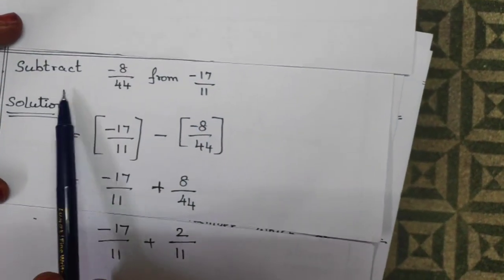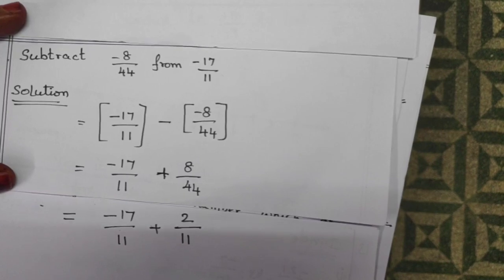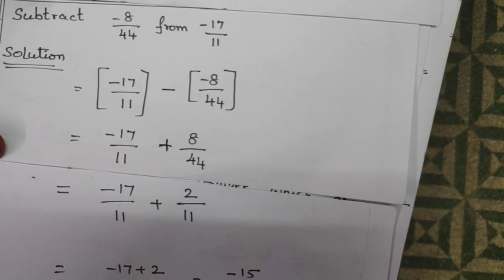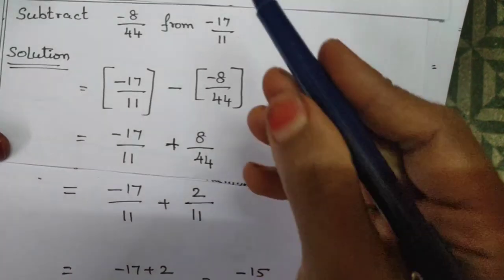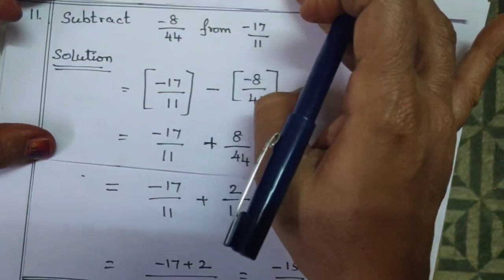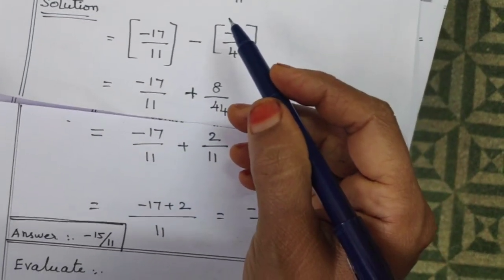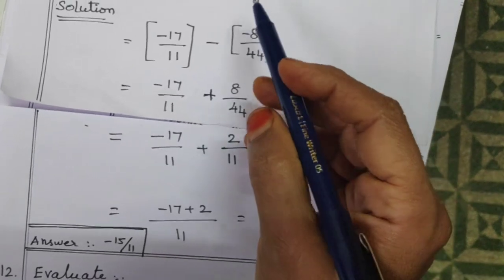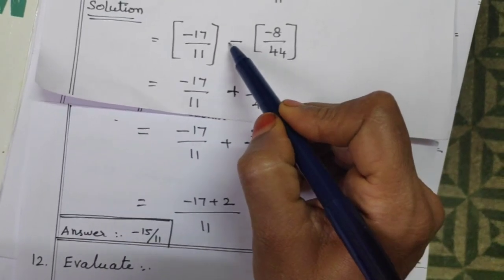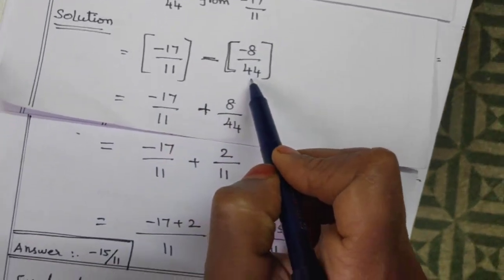11th sum. Subtract minus 8 by 44 from minus 17 by 11. So what is the question? Subtraction sum. Minus 17 by 11, from which you subtract. So you write minus 17 by 11. First you write subtraction, the symbol is minus. Next number is written in the bracket: minus 8 by 44.